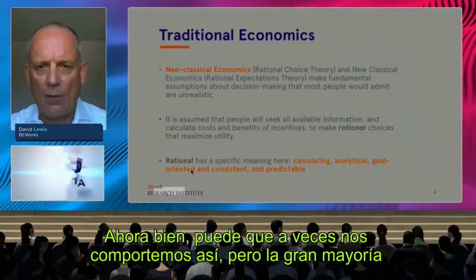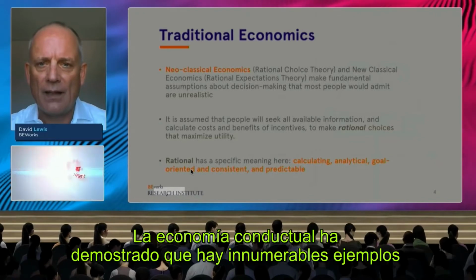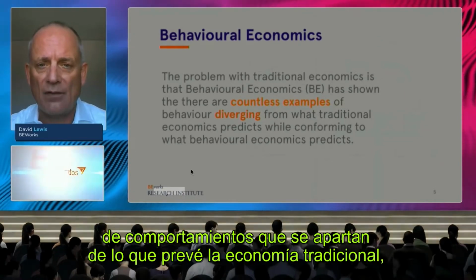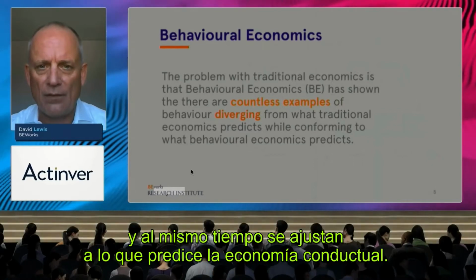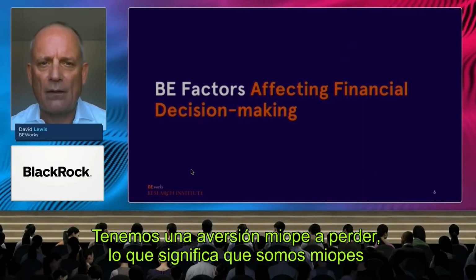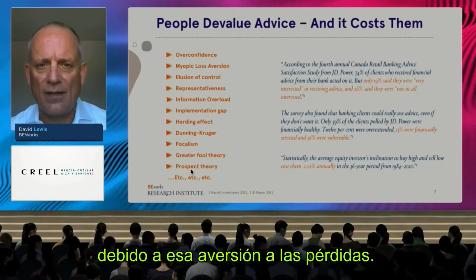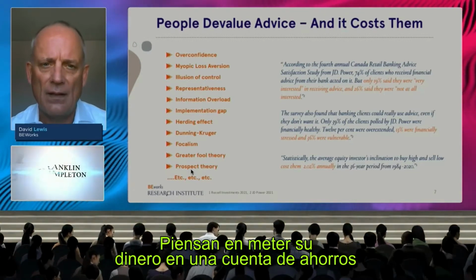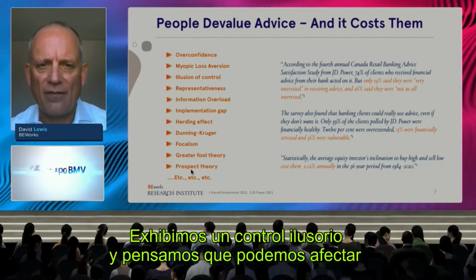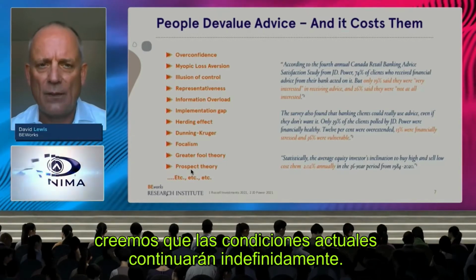Now, we may sometimes behave that way, but the vast majority of our decisions are not actually made as if we're computers. Behavioral economics has shown that there's countless examples of behavior diverging from what traditional economics predicts while conforming to what behavioral economics predicts. For example, we're often overconfident. We exhibit myopic loss aversion, meaning we're short-sighted and try not to lose money and oftentimes make poor decisions because of that loss aversion. Think of sticking your money in a savings account or under your mattress rather than investing it. We exhibit an illusion of control, where we think we can affect events that are actually beyond our control. We also have representativeness, where we think the current conditions will continue indefinitely.